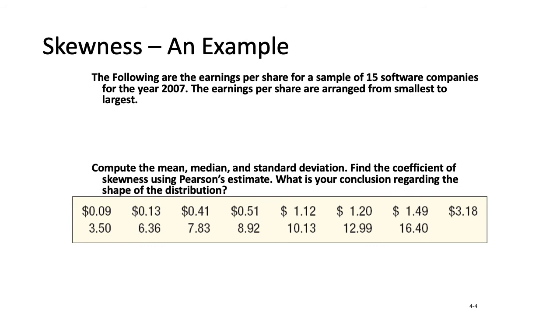So let's do an example. Here is earnings per share for a sample of 15 software companies for the year 2007. The earnings per share in this case are organized from smallest to largest, or in ascending order. In order to figure out the skewness, we need the following information. We need the mean, we need the median, and we need the standard deviation in order to get to the Pearson estimate for skewness.